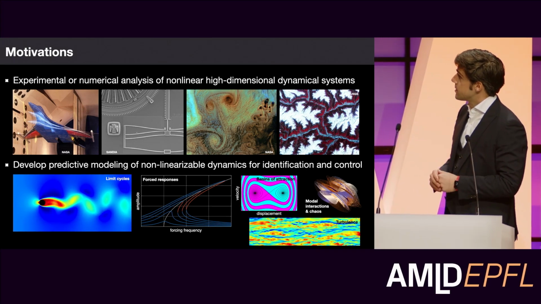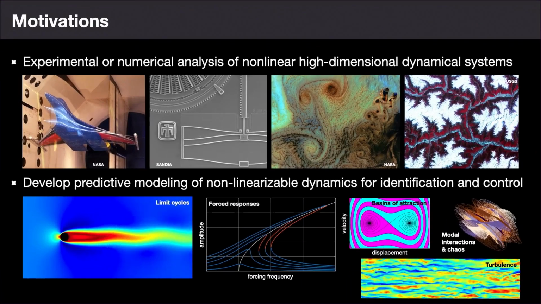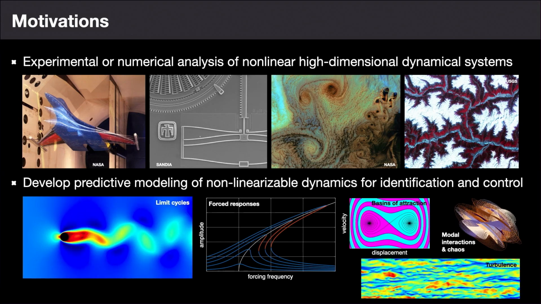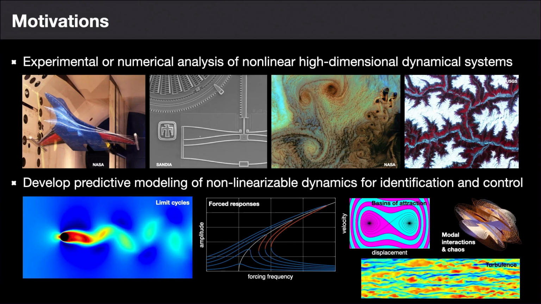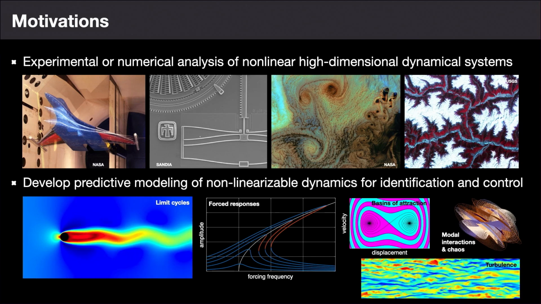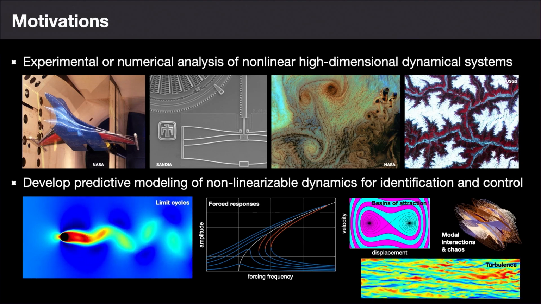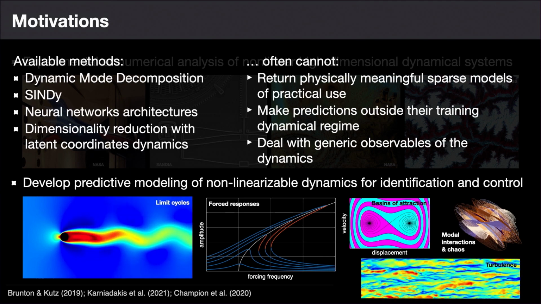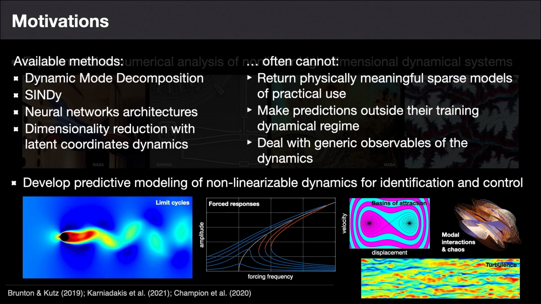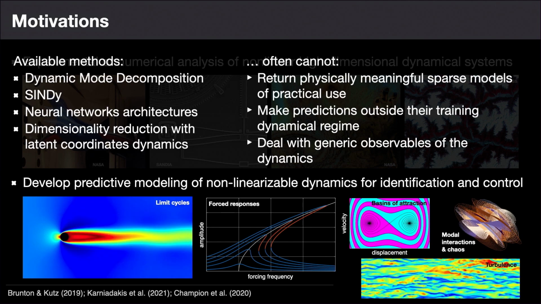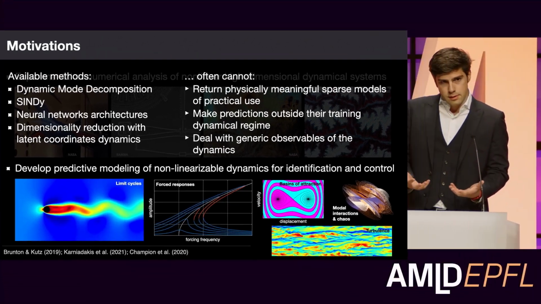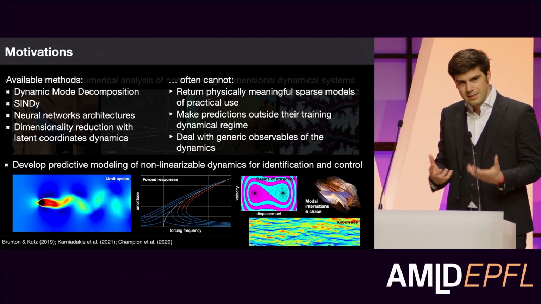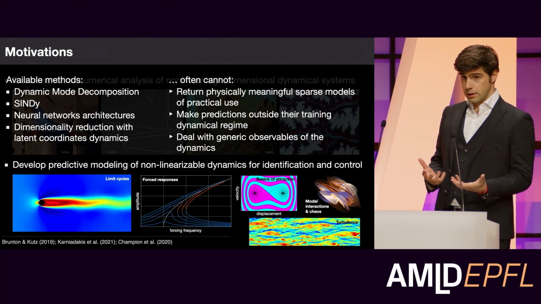You see here some phenomena like limit cycles, force responses, complex fractal-type basins of attraction, and turbulence. These are all fundamentally nonlinear, and they have some complexity inside. There has been a great push in research to develop this kind of model by looking at the data. Many algorithms have been developed, but we saw some issues.